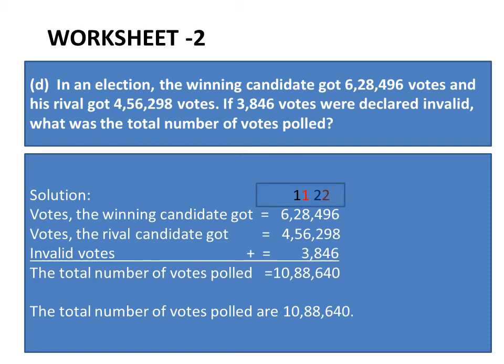Then we will write the fourth statement, and the fourth statement is the total number of votes polled is equal to, everyone knows the addition. So do the addition, and the answer is 10,88,640. And the last statement is the total number of votes polled are 10,88,640.